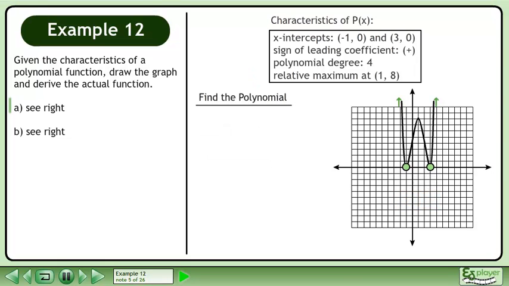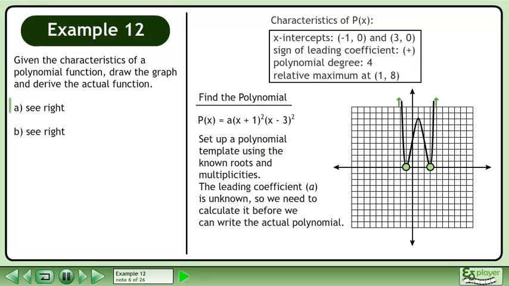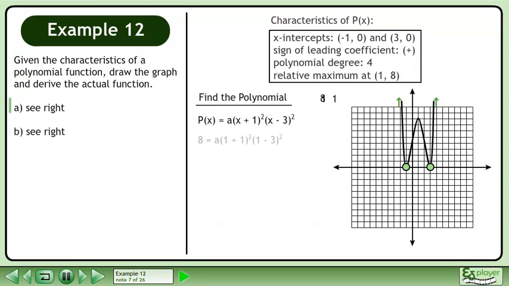Now we'll find the polynomial. Set up a polynomial template using the known roots and multiplicities. The leading coefficient a is unknown, so we need to calculate it before we can write the actual polynomial. Plug in 1 for x and 8 for p(x).